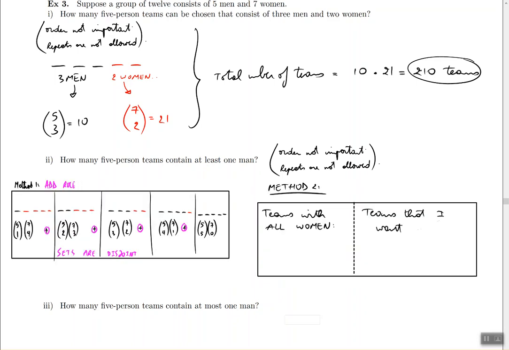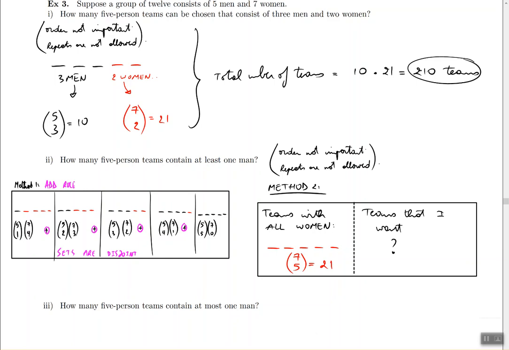Okay, so in method 2, I'm going to count how many teams have all women. So, my team has 5 people and they have to be all women. So that's going to be 7 choose 5. And that can be put in the calculator to give us 21 basically. And that's the number of teams that I'm looking for.